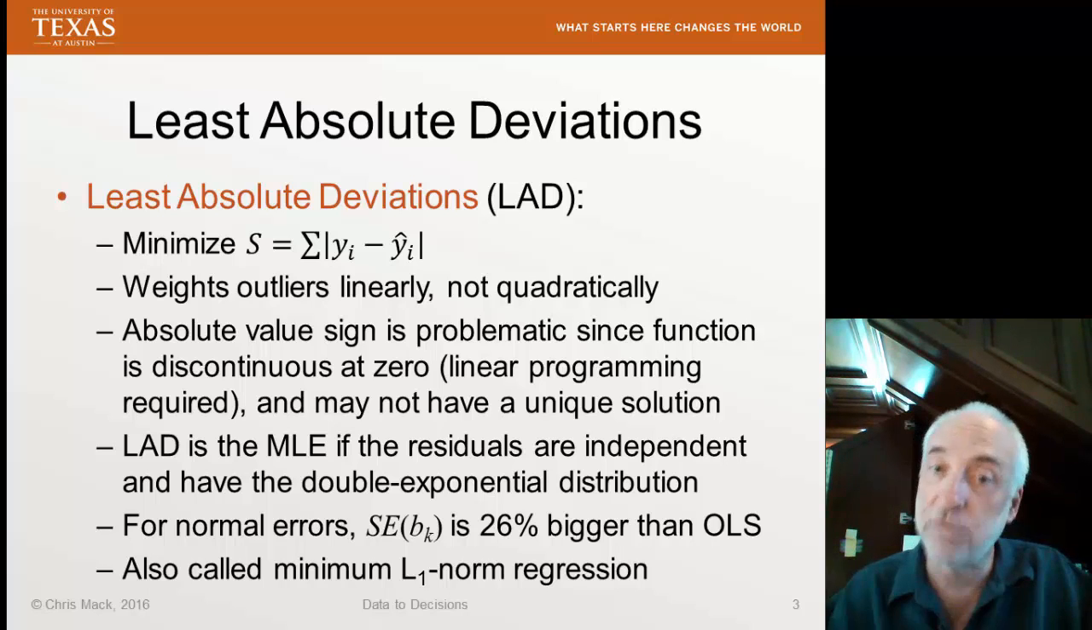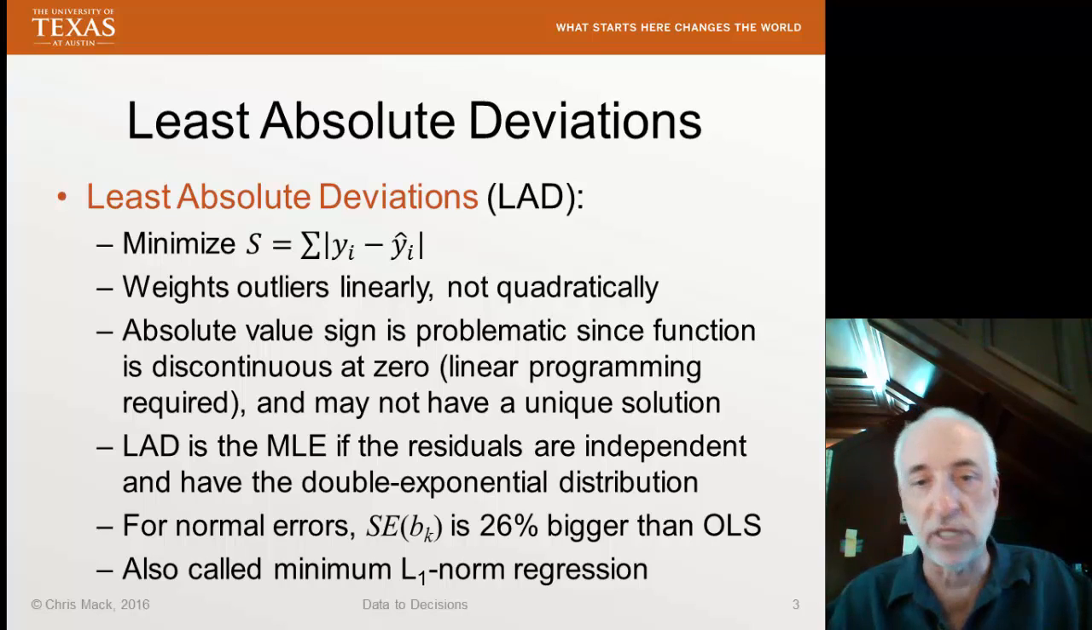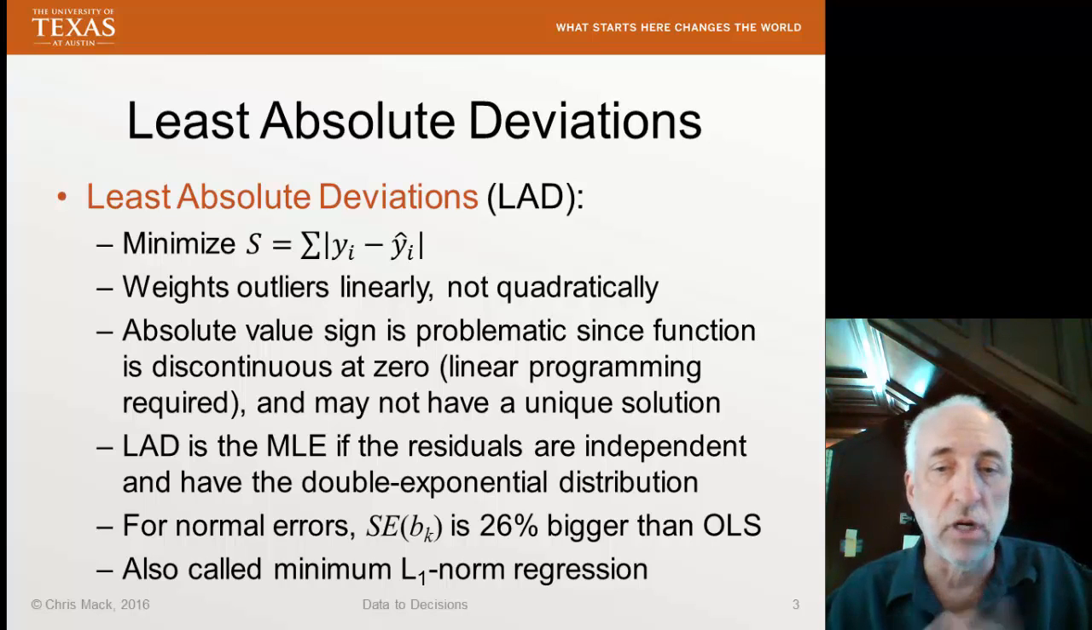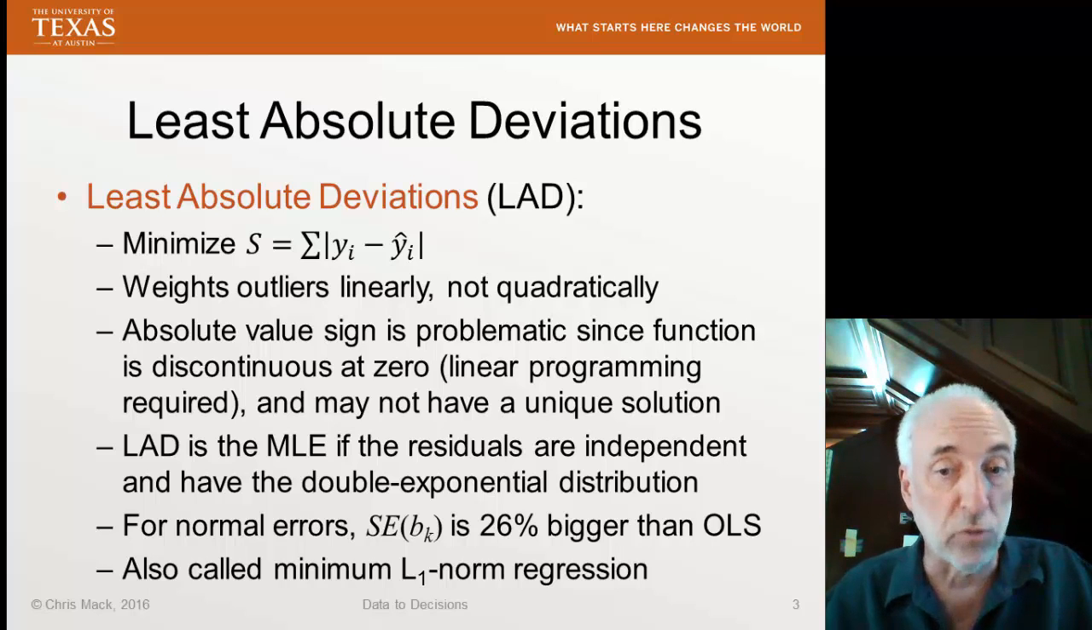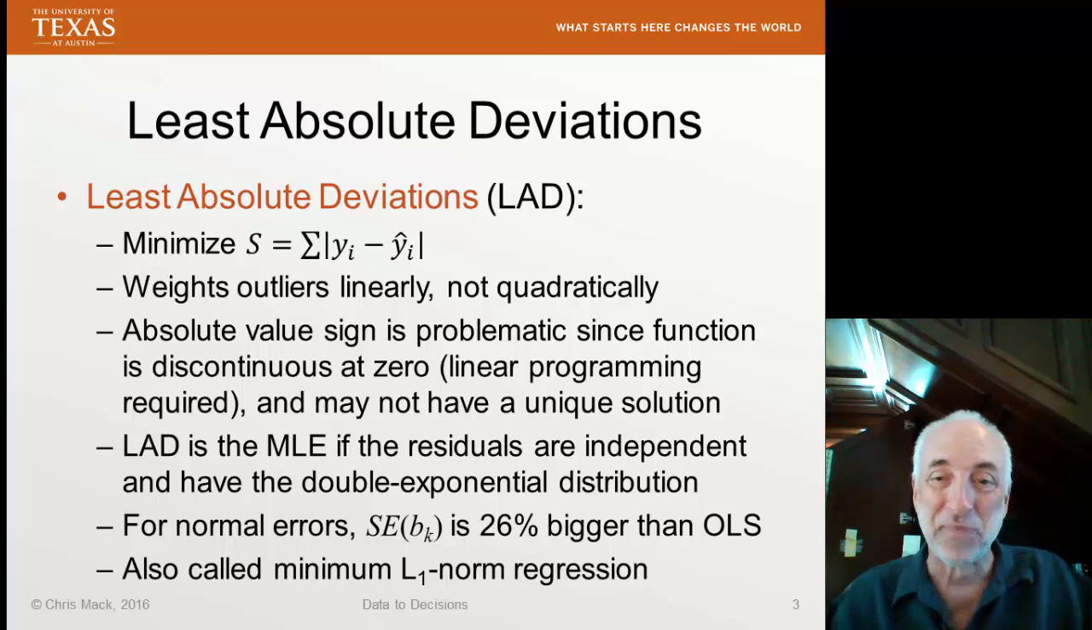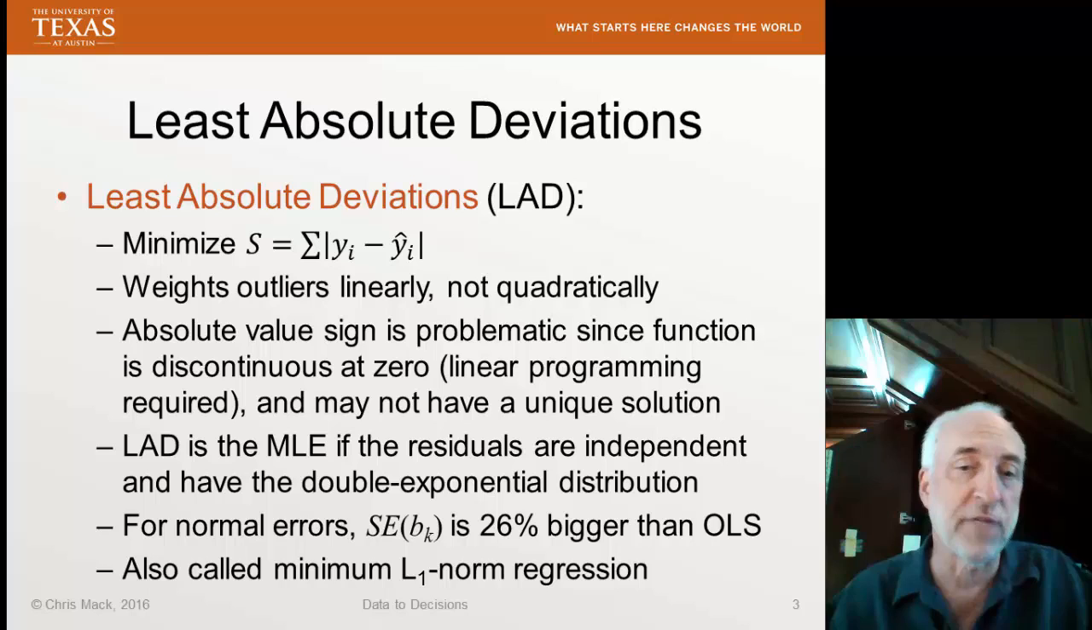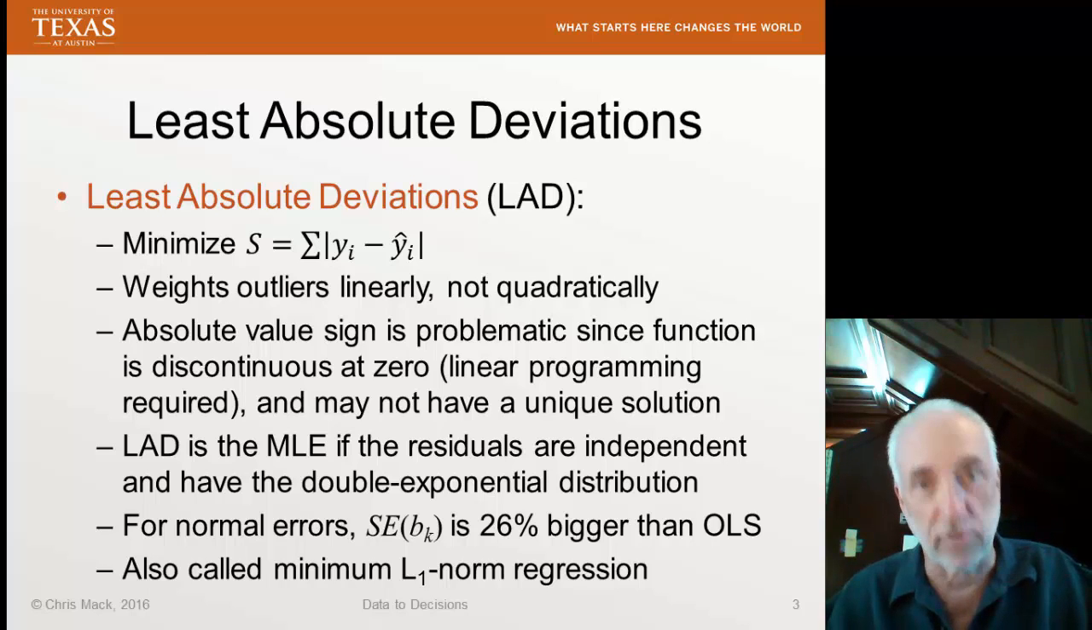It is less efficient, like all of our robust estimators are. The standard errors of the coefficients are about 26% bigger than OLS. Sometimes we describe efficiency as 1 over 1.26, so it'll be about 80% efficient. Another name for this is the minimum L1 norm regression.